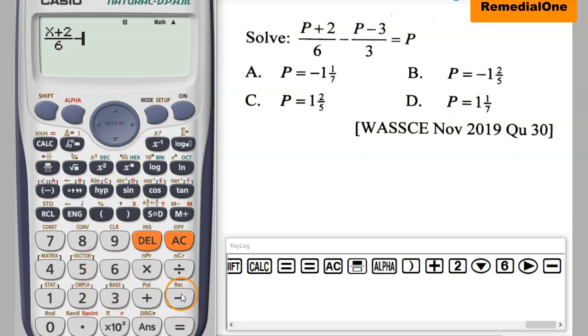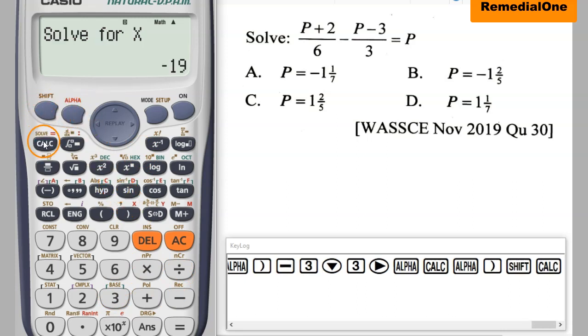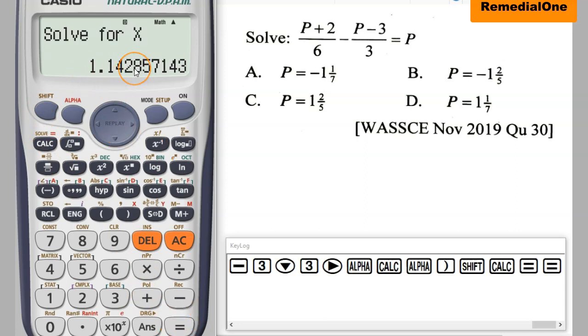then you push aside your sign, and then another fraction, variable is x, minus 3, all on 3, so it equals x. And now we're about to solve it, so we go to shift, solve, and equal, and then equal. So here we see that we are getting a decimal. We want to change it because we don't see a decimal in the options. We see a positive 1 something, so it's going to be either C or D, we don't know which yet. So let's go to here.